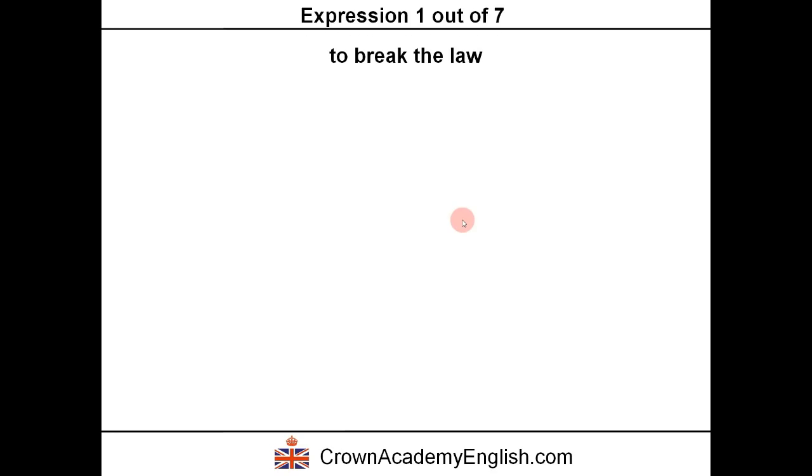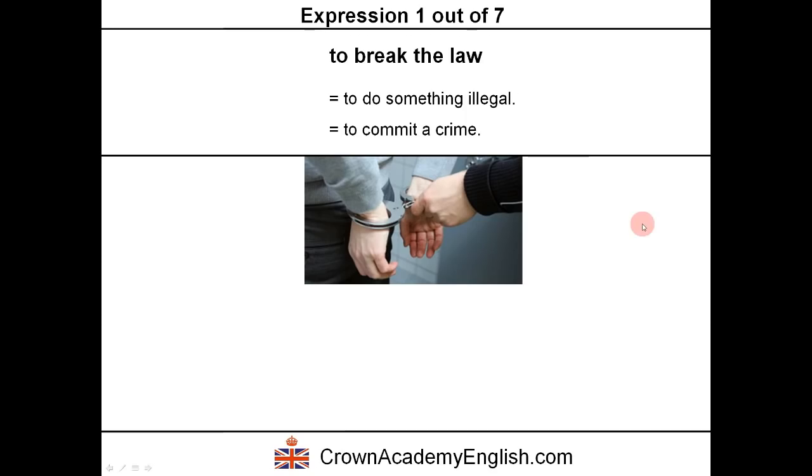To break the law. This means to do something illegal. So illegal means not legal. So to commit a crime. He was arrested because he was breaking the law. He was breaking the law. So here we are using the past continuous tense.